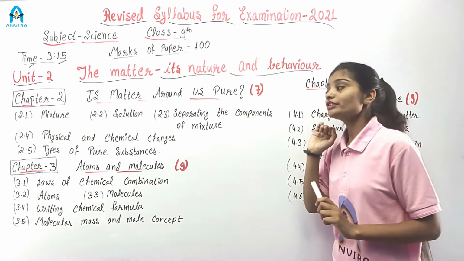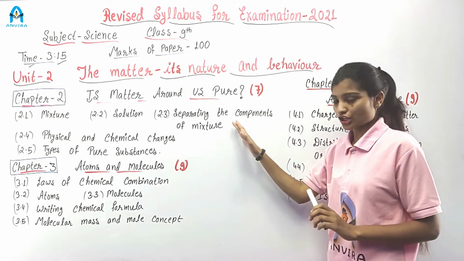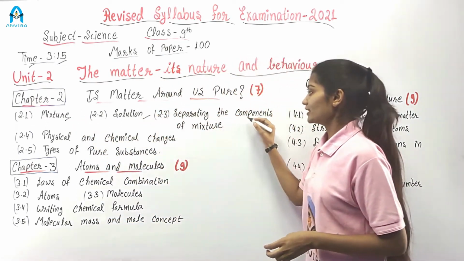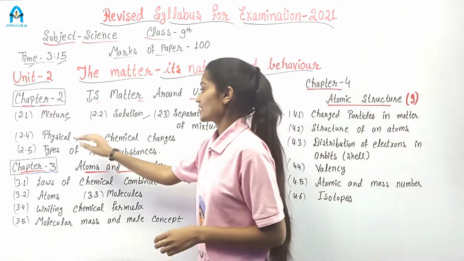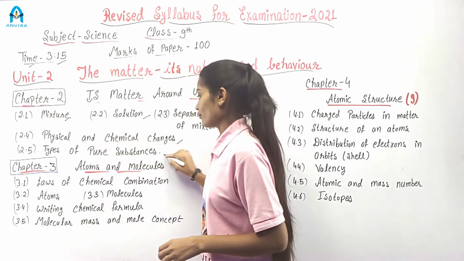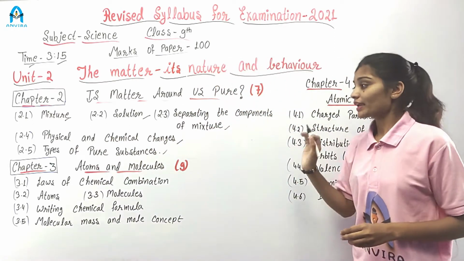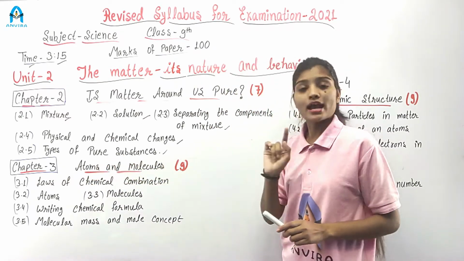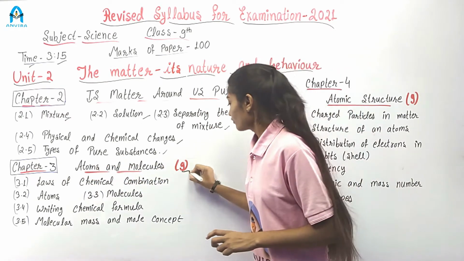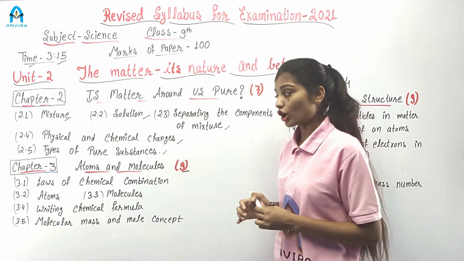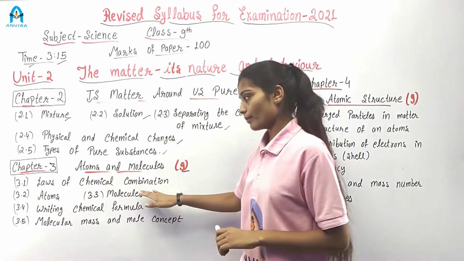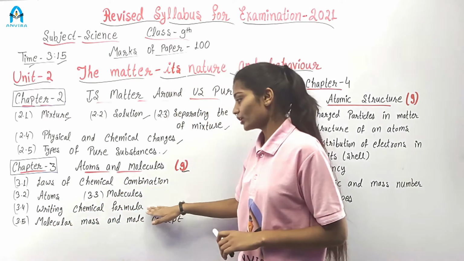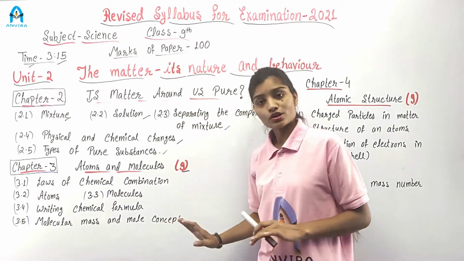Okay, and now the topics which are included in this chapter are mixture, solution, separating the components of mixture, physical and chemical changes and types of pure substances. Okay, next one is chapter third which is atoms and molecules and the total number of marks for this chapter is 9 and the topics are laws of chemical combination, atoms, molecules, writing chemical formula, molecular mass and mole concept.